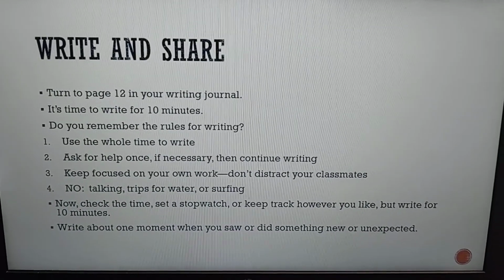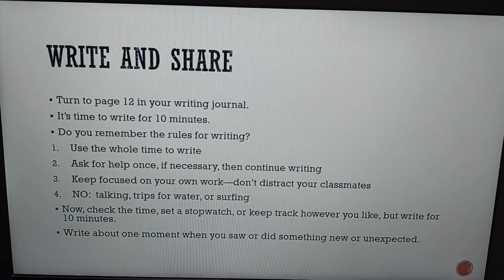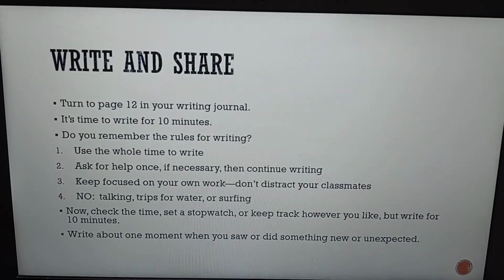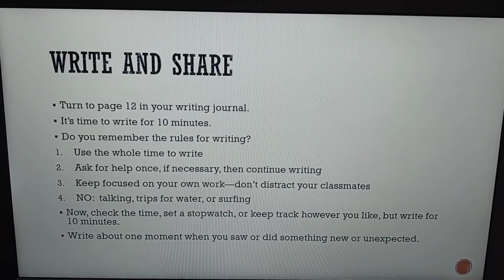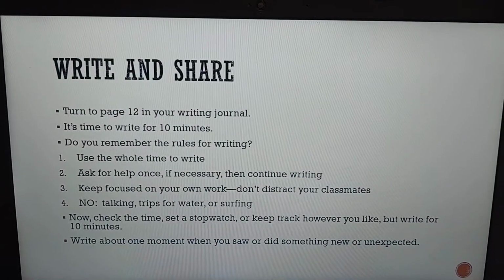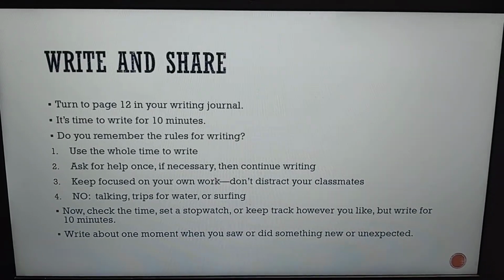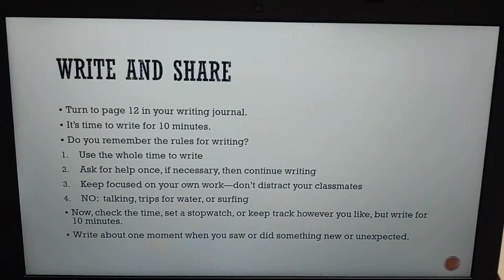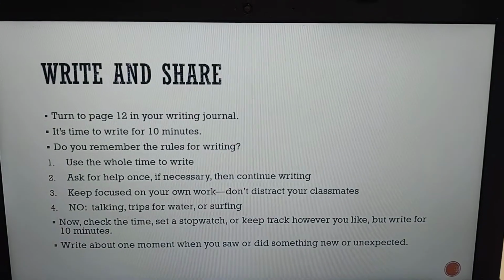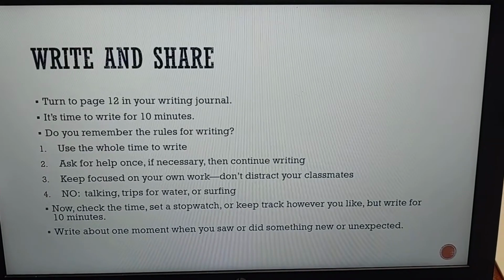Are you on page 12 in your writing journal? You need to write about one moment when you saw or did something new or unexpected. Go ahead and pause this video and write for 10 whole minutes. Try to sustain that writing. Keep it going. Don't stop. Write as much information as you can. Use as many details as you can.